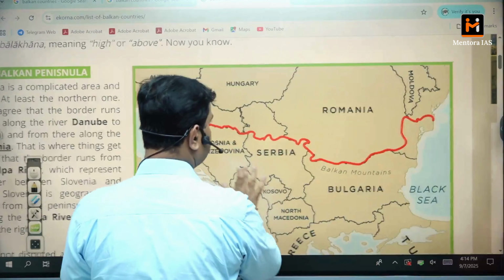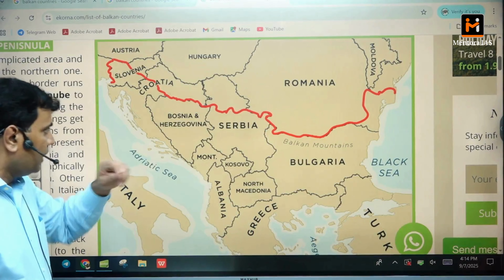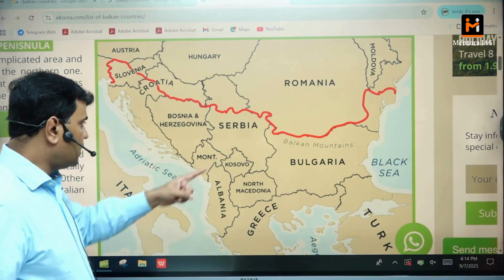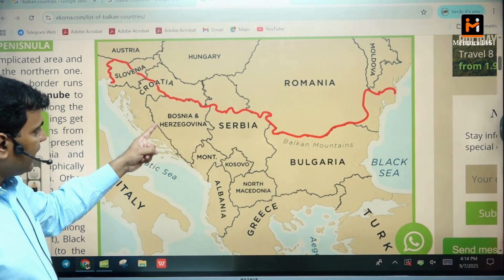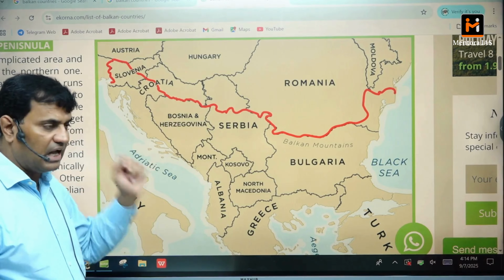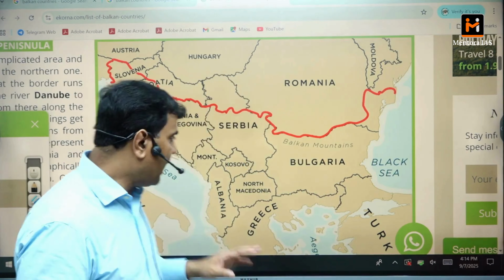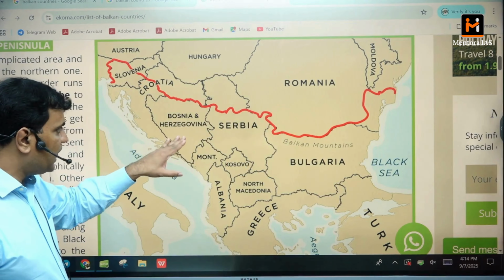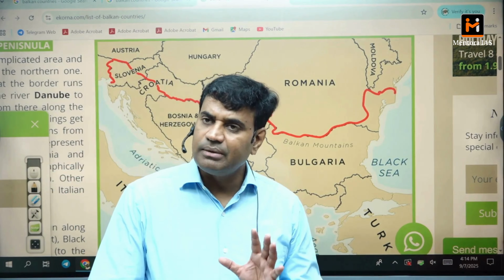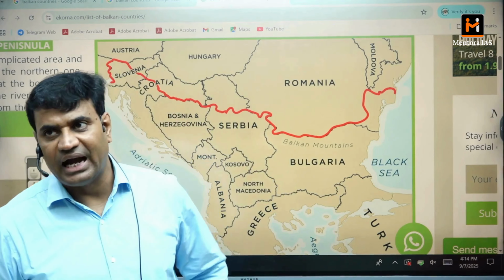Now look at this map of the Balkan region. This is the Balkan mountain. There was a very important country known as Serbia. Serbia wanted to have control over the adjoining region known as Bosnia and Herzegovina. But Austria, supported by Germany, established control over Bosnia and Herzegovina. This affected the sentiments of Serbia, and from here the Balkan crisis began to take place.